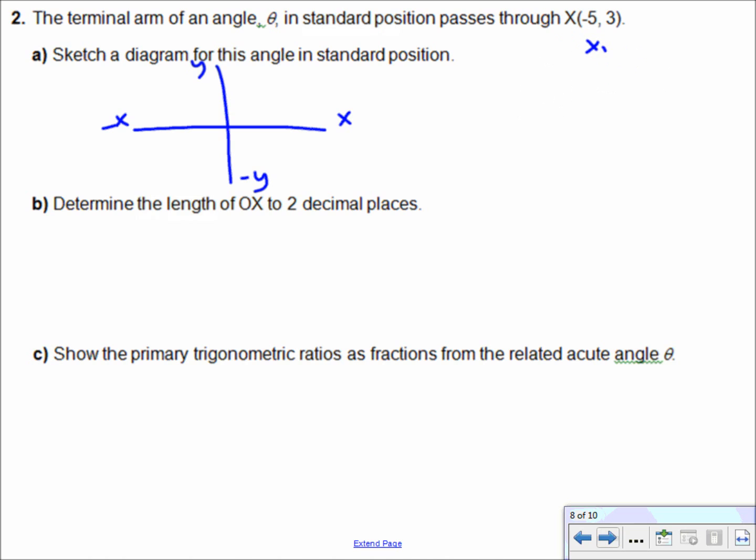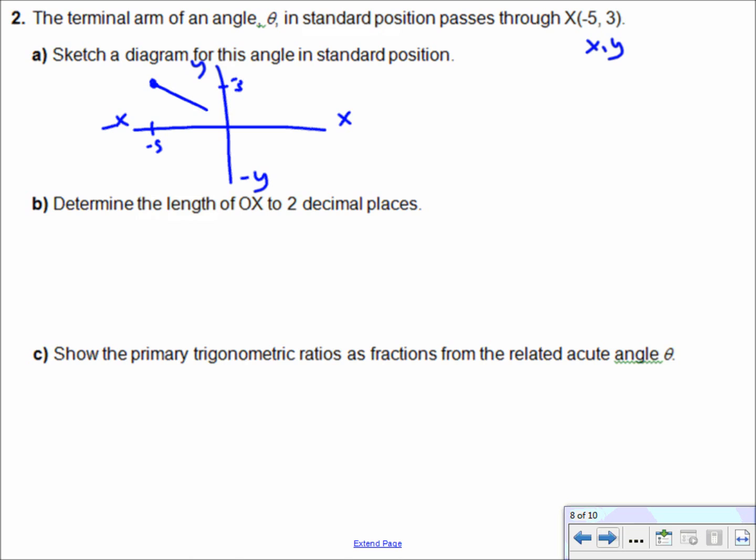It's always x, y. So in this case, your x is -5. So I come over to approximately -5. And my y is +3. So that means my point is approximately there. Remember, it's battleship: over 5, up 3. Right? Battleship: over 5, up 3.